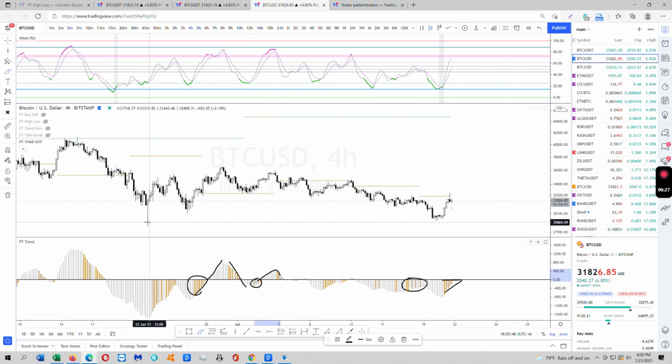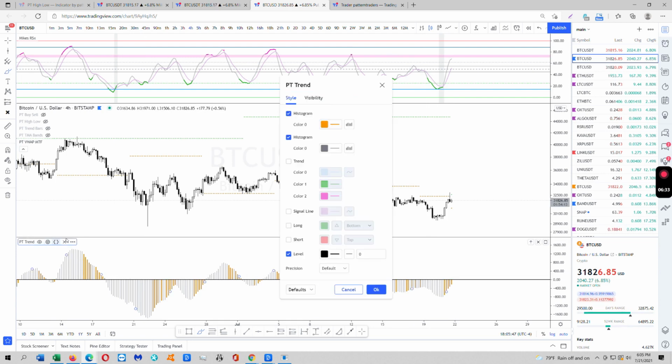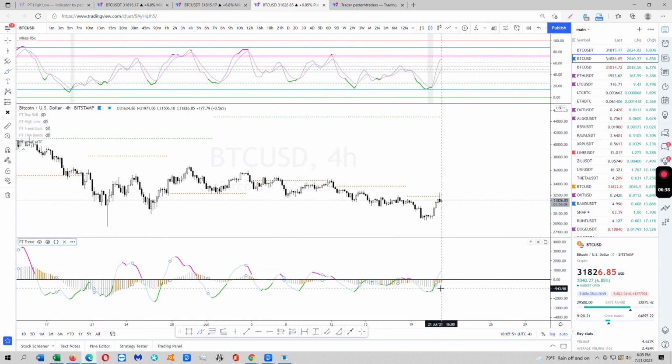So you're not going to use the histo as a buy and sell, it's too delayed, but it'll give you an idea that you're on the right side of the trade. And if you include the trend line after that, look how beautiful this is now. So now you've got your histo plus the trend.